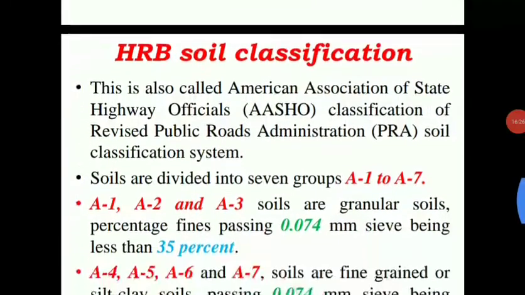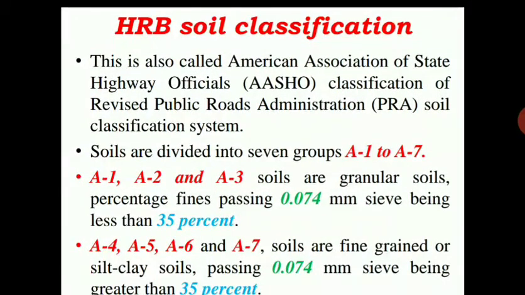So moving to the next part, that is HRB soil classification. HRB means the Highway Research Board soil classification. This is also called the American Association of State Highway Officials classification, that is AASHO classification, of the Revised Public Roads Administration, that is PRA soil classification system.